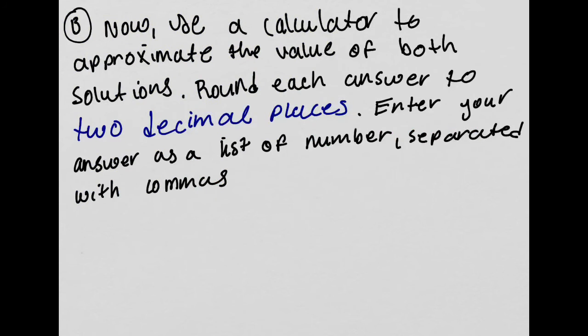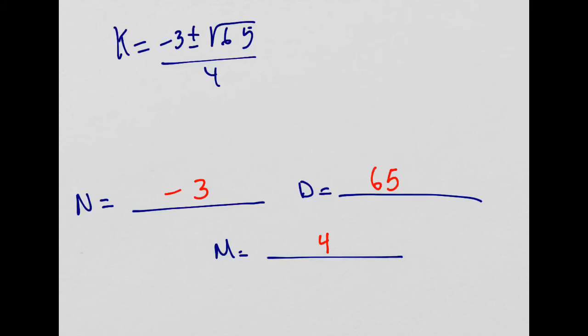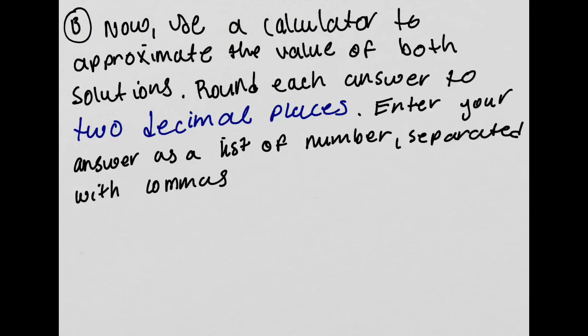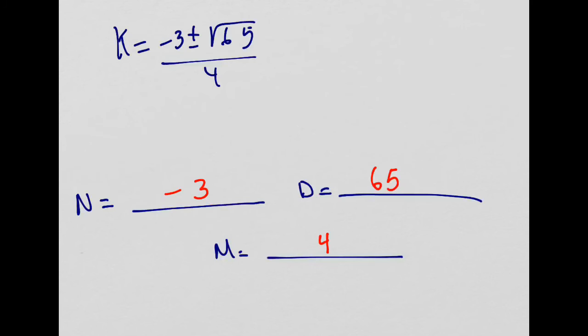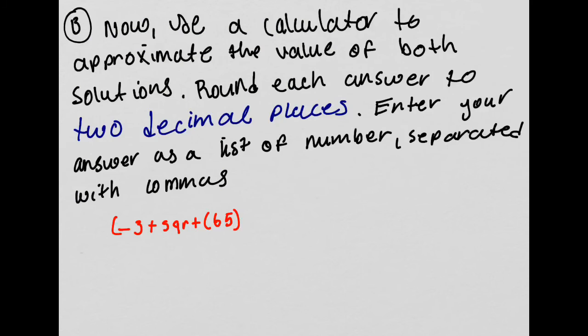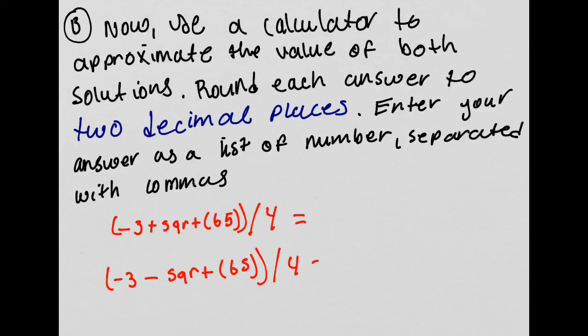Because I've been using the Google search engine to type in my answers, I'm going to type in negative 3 plus, one at a time, SQRT parentheses 65, close parentheses. It's divided by 4, so I'm going to put this inside parentheses again, slash 4. That's the first one. Then I'm going to do the second: negative 3 minus SQRT parentheses 65, close parentheses, slash 4. And those are going to give me my 2 answers.